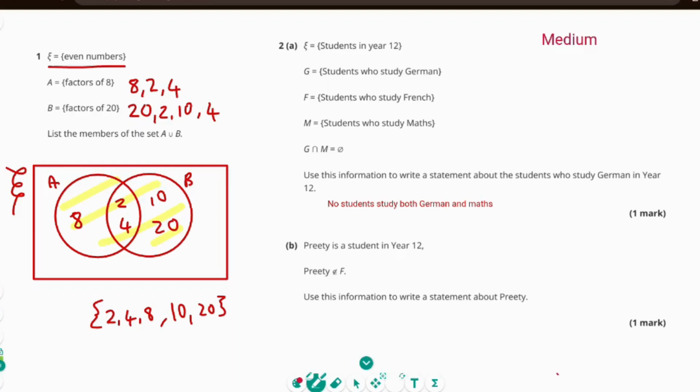Question B. Preeti is a student in year 12. Preeti. Now, remembering what this symbol means. That symbol means is a member of, so the line through it is not a member of. So Preeti doesn't study French.